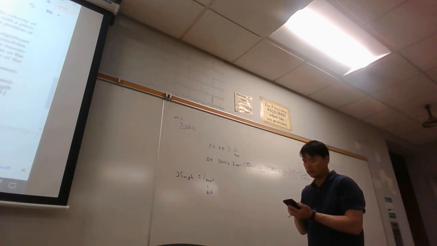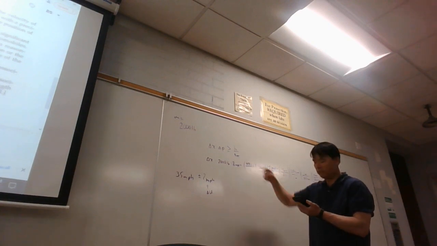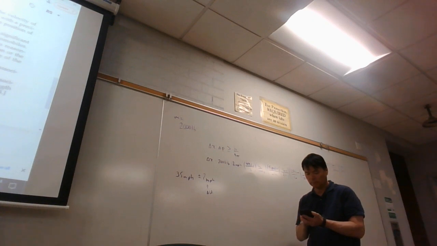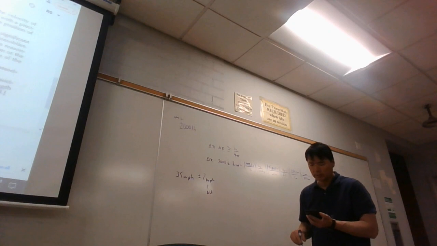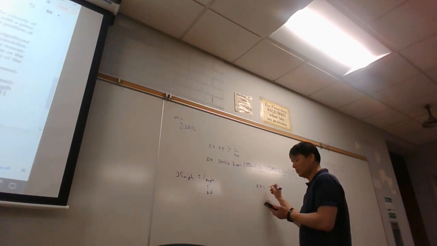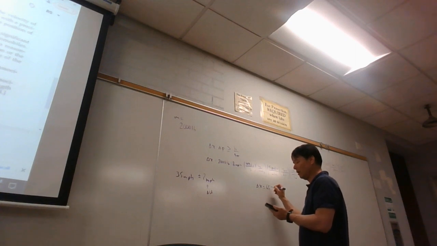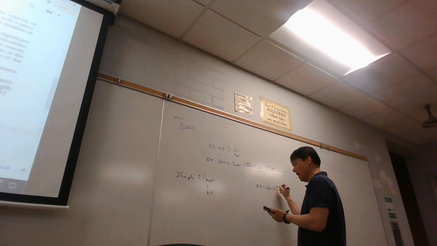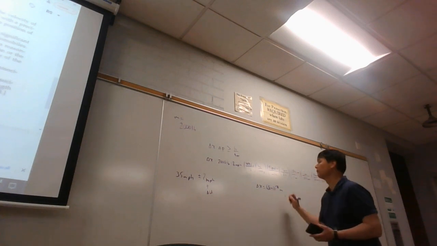So I'll invert this, times 6.626 times 10 to the negative 34, and divided by 4, divided by pi, 3.14. And so I calculated delta x equal to 6.50 times 10 to the minus 38 meters.